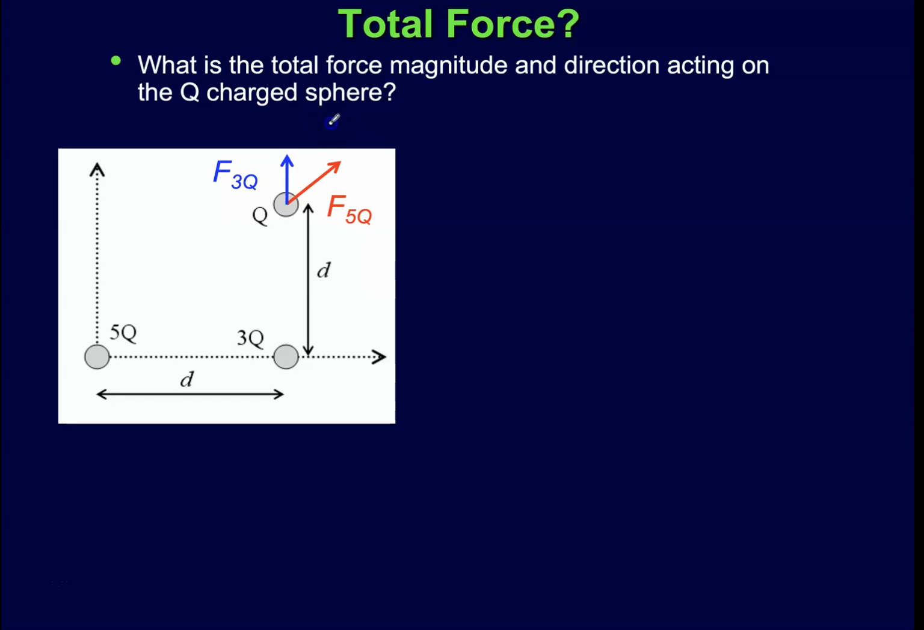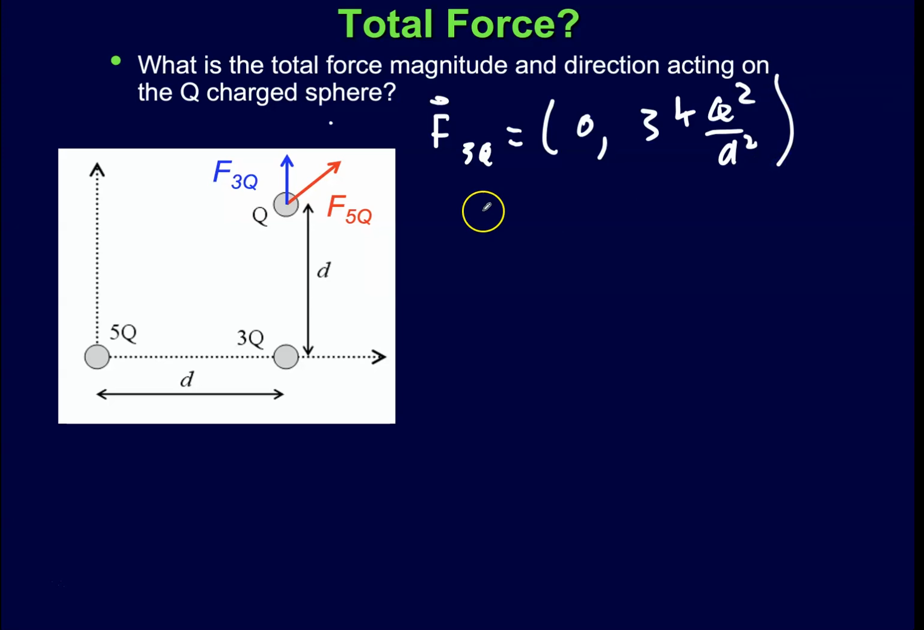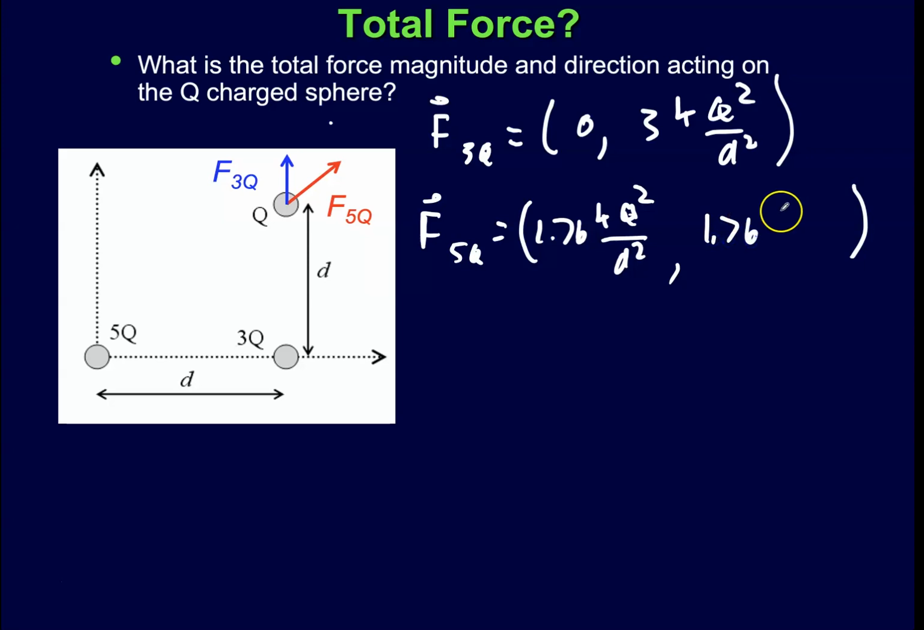Now to finish this problem, we're almost there. If you remember last time, I wrote out the force from the 3q charge, and that was a 0 here, and then something like 3kq squared over d squared. And we just figured out the force from the 5q. And because it's a 45-degree angle, what's nice is it works out to be the same force in both directions. So this would be kq squared over d squared times the 1.76, and then 1.76 times kq squared over d squared. And one thing to be real careful of is my signage.